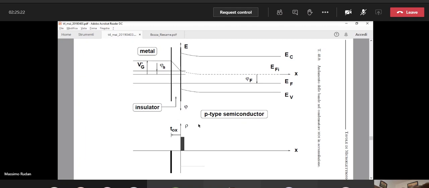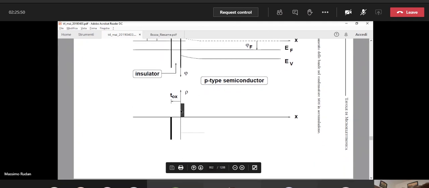In this case, you remember we are in the accumulation condition. That means that we have a concentration of holes near the surface that is larger than the concentration asymptotically. Okay. Instead, the electrons are few anyhow, but they're pushed away. So in this condition, what we have is a concentration of holes at the surface of the semiconductor that is compensated by a negative charge on the side of the metal. So this is accumulation.